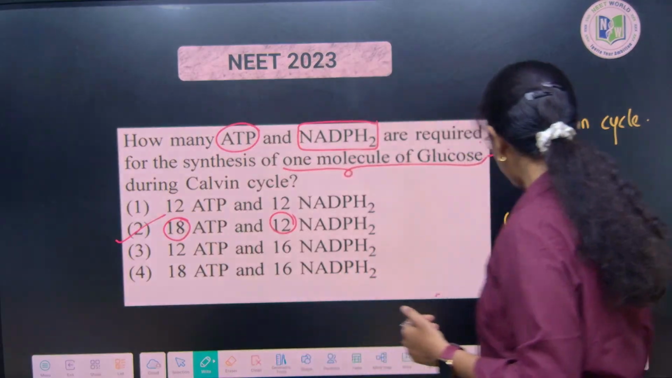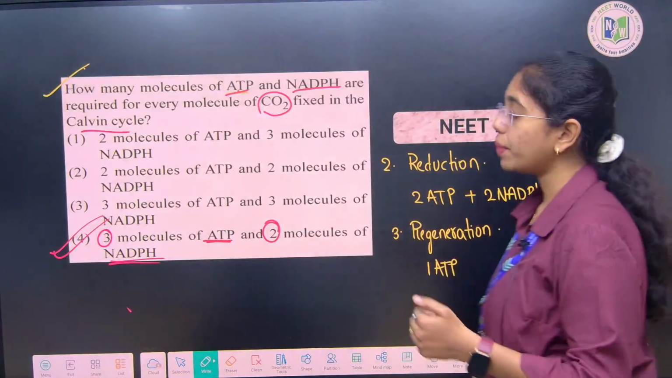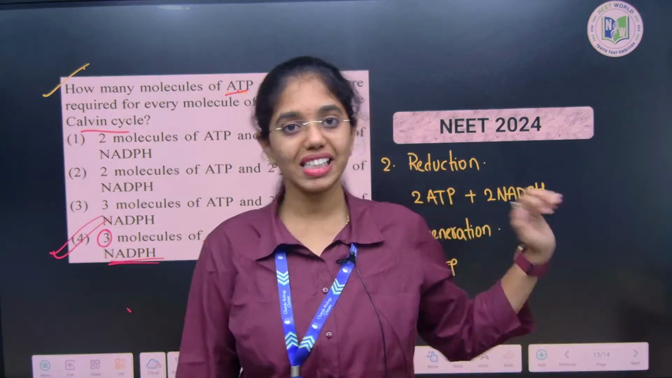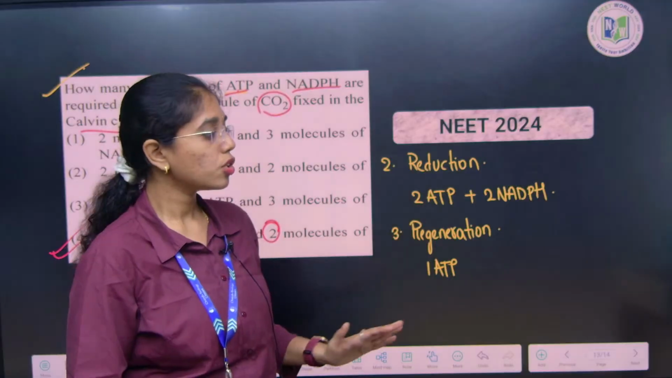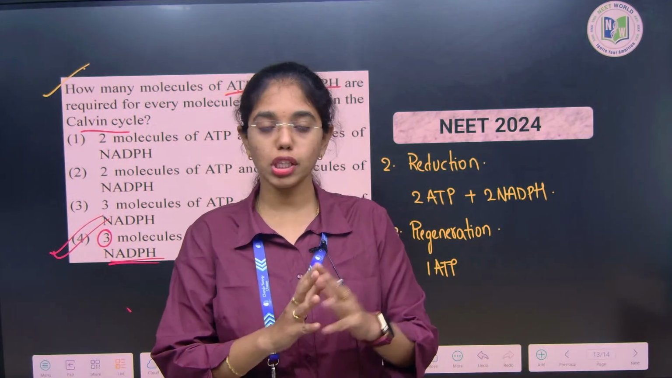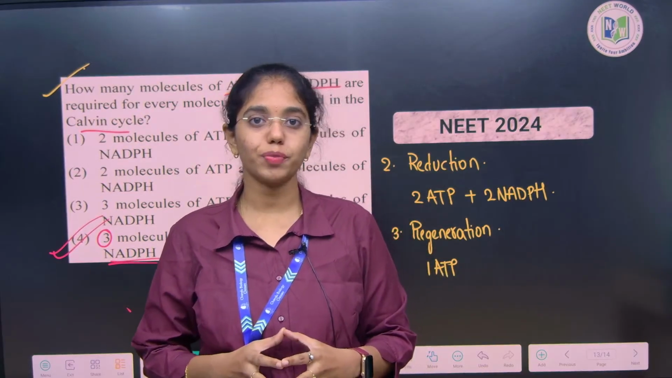And finally, we have solved 3 to 4 NEET PYQs, 1 PYQ on the chemiosmotic hypothesis, 3 PYQs on the C3 cycle itself. So, with this we have completely finished the chapter of photosynthesis in this bridge course. Tomorrow we will be moving into respiration.